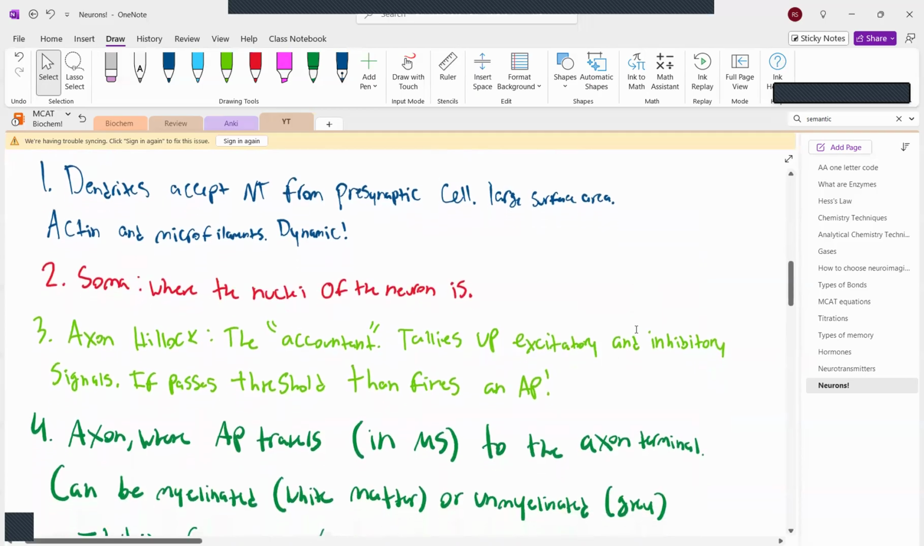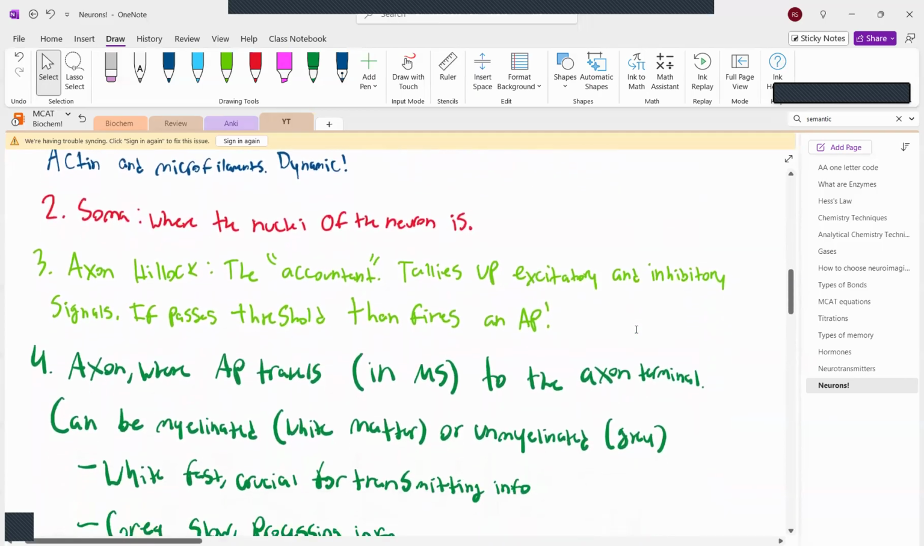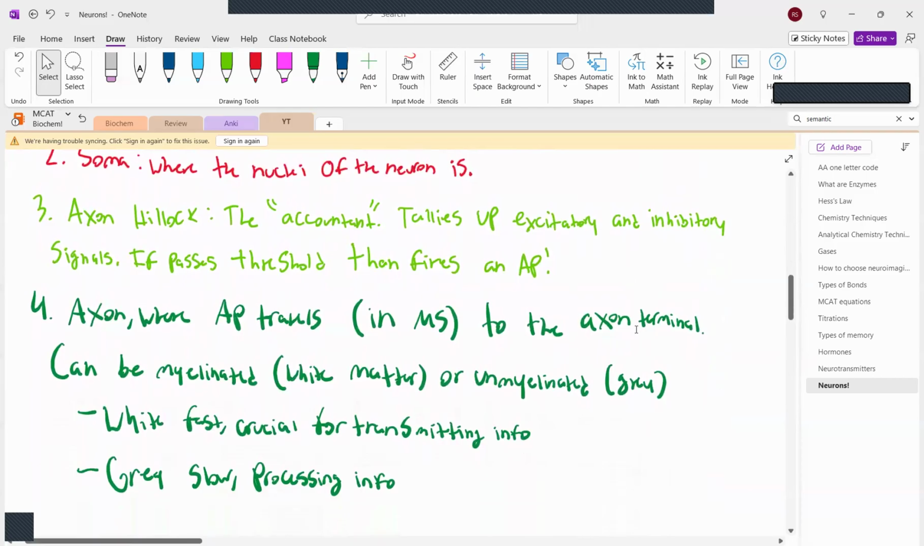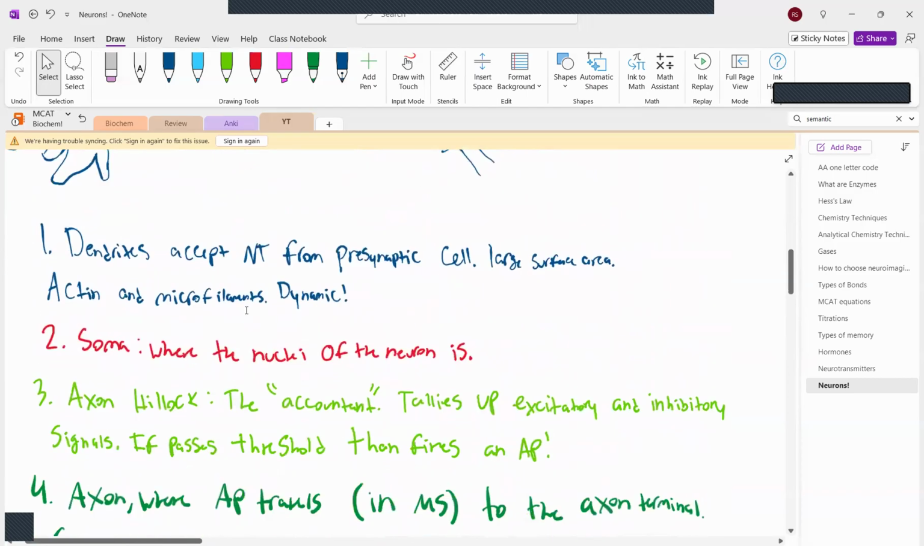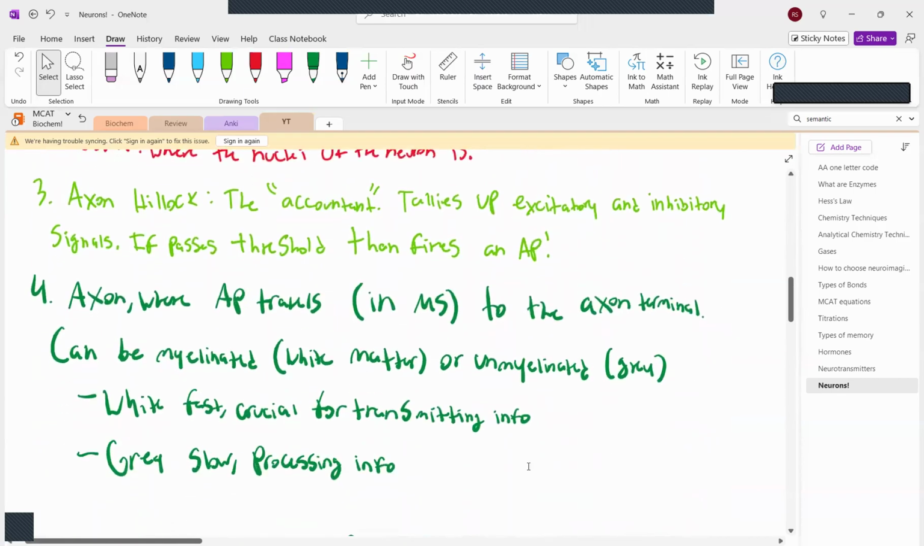So it tallies up everything, makes sure everything's checked, the checks and balances, everything's in order. An axon, which is here in the darker green color, is where the action potential travels down to the axon terminal. Typically axons don't travel super long distances, except there are definitely cases, especially in the PNS, or peripheral nervous system, where axons can be really long.